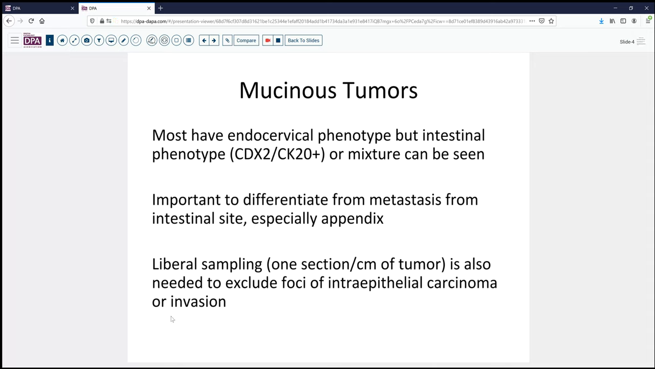Because of the variability, because of the massive size involved with these lesions, liberal sampling is strongly recommended so that we can more reliably predict the behavior. A good rule of thumb is one section of tumor per centimeter of tumor. And now, of course, one can fit more than one section in a block, so maybe three or four sections in a block of tumor. But for some of these very large tumors, which may be 20, 30 centimeters at times, that's still going to be a large number of blocks that you're going to need to examine closely.